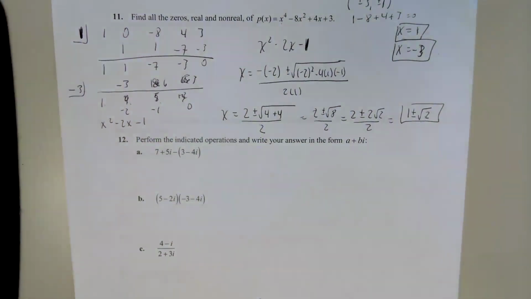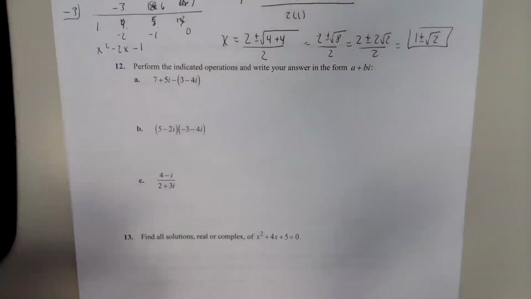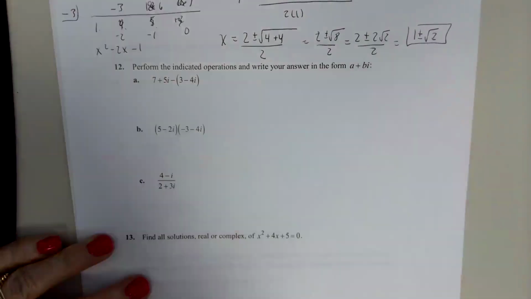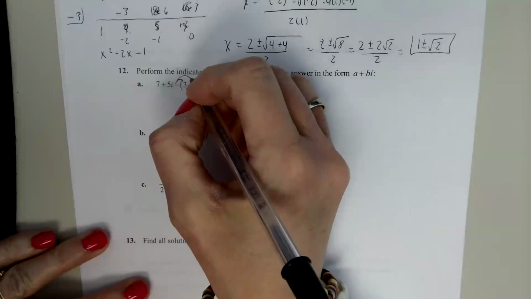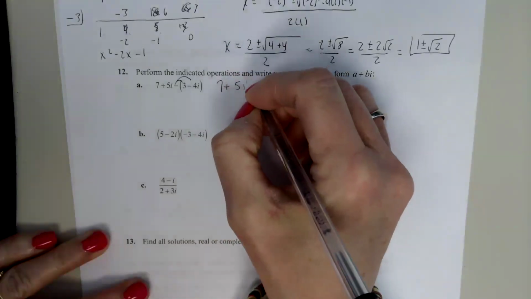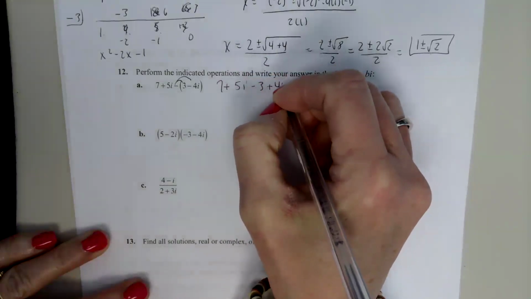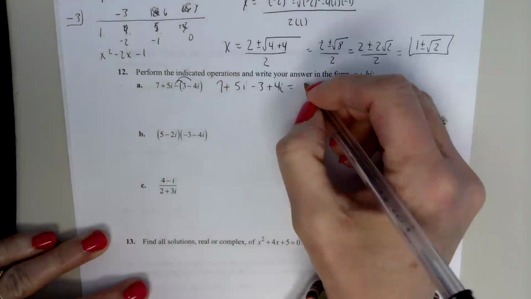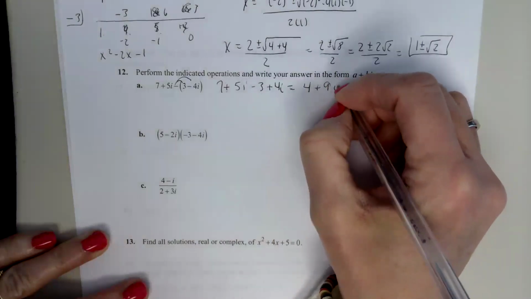Okay. Now number 12 has us looking at complex numbers. It says perform the indicated operations and write your answer in the form a plus bi. So I'm combining, I'm adding here or subtracting really. So it's 7 plus 5i minus 3 plus 4i. 7 minus 3 is 4 plus 9i.